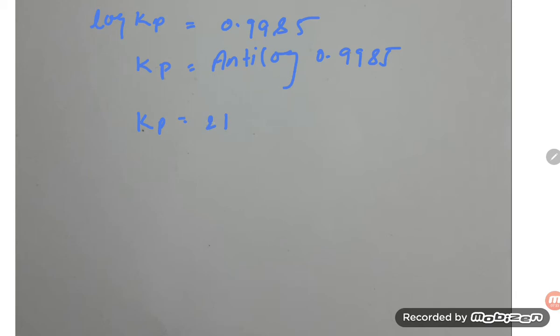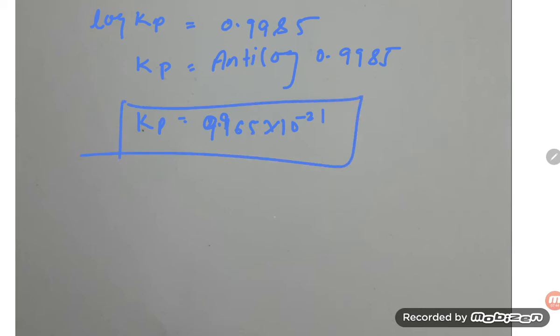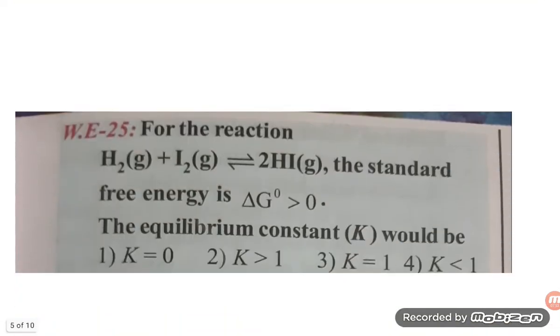Okay, Kp will come 9.965 multiply by 10 power minus 21. This will be the Kp value. This is the mathematical terms, student, which we have to understand. Next question, you see, student, what is the next question?